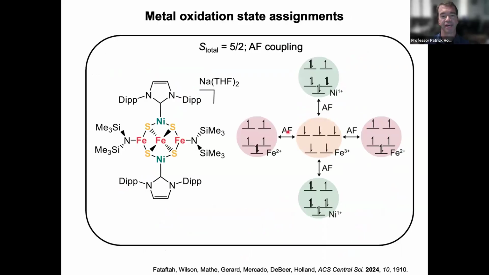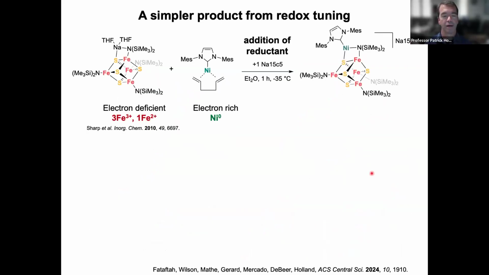And so the way that we assign the oxidation states in that system is that we have 2 nickel ones here, and then an iron 3 in the center, which is antiferromagnetically coupled to 2 iron 2s and to those 2 nickel ones. And that gives you the overall spin state of 5 halves, which is what we observe using magnetometry and EPR spectroscopy. Okay, on to other clusters.